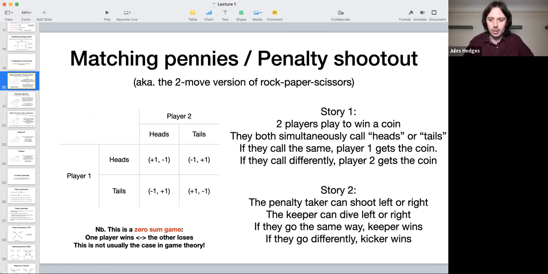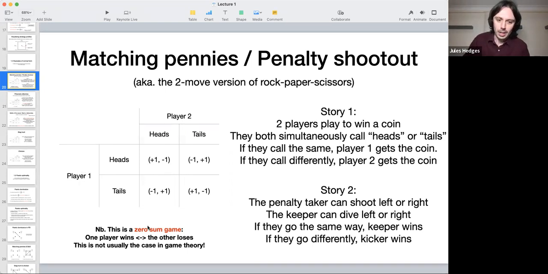A different but more intuitive story you can tell about this is it's a penalty shootout, where player one is the goalie and player two is the penalty taker, and we simplify this to the point where the goalie dives left or right, the kicker kicks left or right. So the goalie would like to coordinate. The goalie would like to dive in the same direction that the kicker kicks. The kicker would like to kick in the opposite direction to the goalie dives.